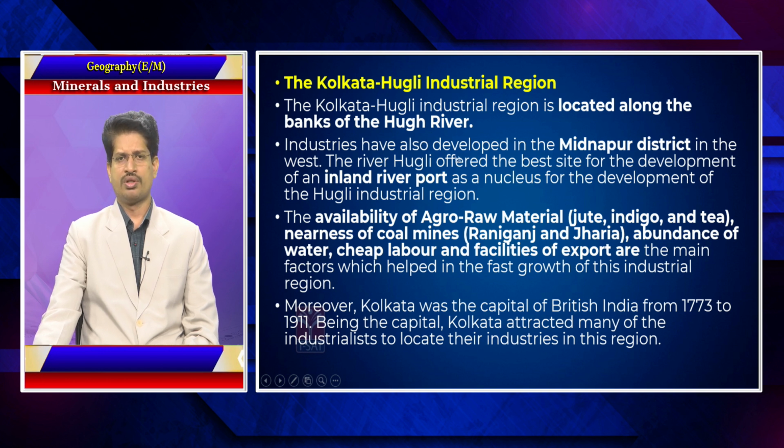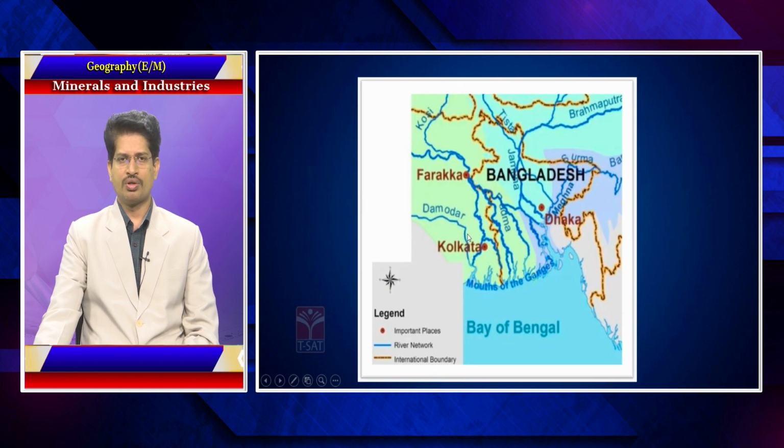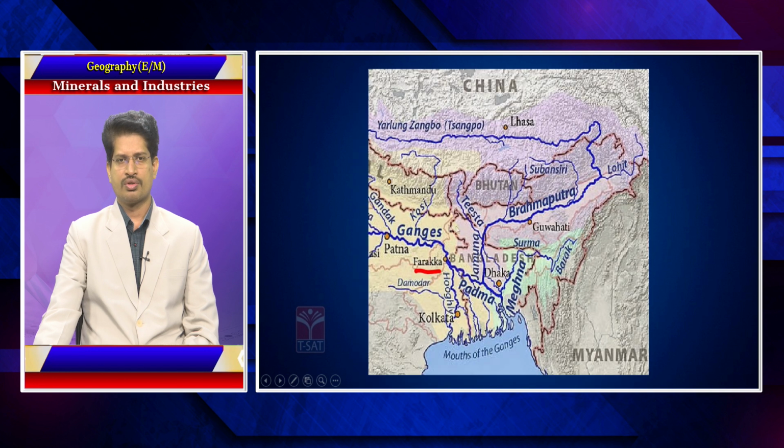Industries have also developed in the Midnapur district in the west. The river Hooghly offered the best site for the development of an inland river port as a nucleus for the development of a Hooghly industrial region. So, we are talking about this distributary. You can see Hooghly here. Hooghly is a distributary of the Ganges.